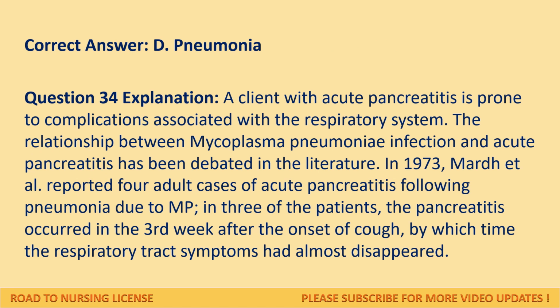A client with acute pancreatitis is prone to complications associated with the respiratory system. The relationship between Mycoplasma pneumoniae infection and acute pancreatitis has been debated in the literature. In 1973, Mart et al. reported 4 adult cases of acute pancreatitis following pneumonia due to MP. In 3 of the patients, the pancreatitis occurred in the 3rd week after the onset of cough, by which time the respiratory tract symptoms had almost disappeared.